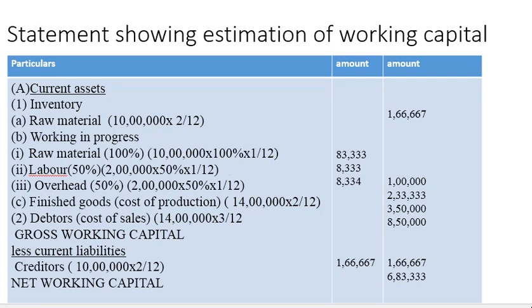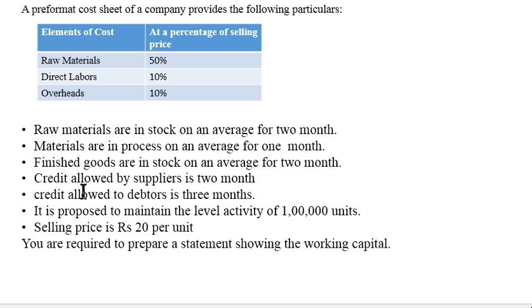Now how many months stock will they keep? Raw material or work in progress, how many months stock? So it is in the second point of the problem. Materials in process on an average for 1 month.